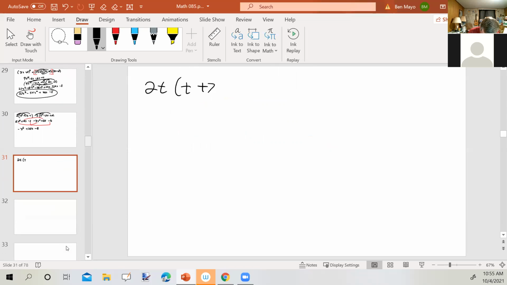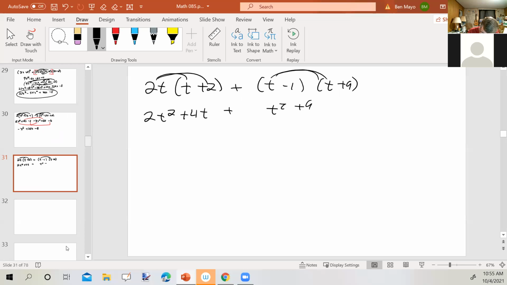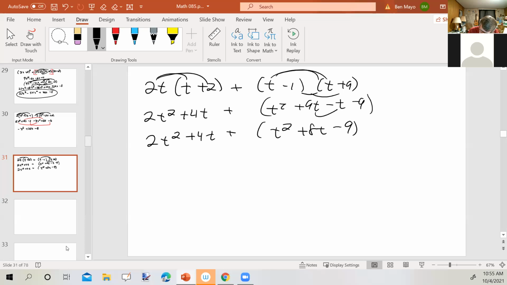2t times t plus 2, plus t minus 1 times t plus 9. Again, I can't do anything inside of the parentheses. There are no like terms. So I'm going to distribute: 2t squared plus 4t, plus t squared plus 9t minus 1t minus 9. I'm going to keep that group together. 2t squared plus 4t plus what? t squared plus 8t minus 9. That is combining these like terms.